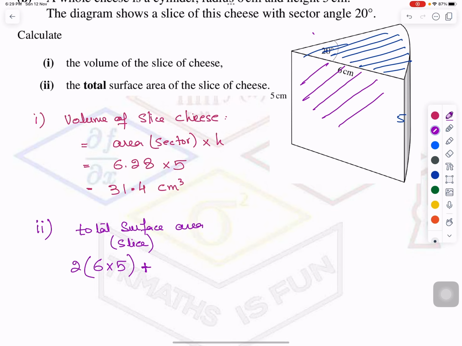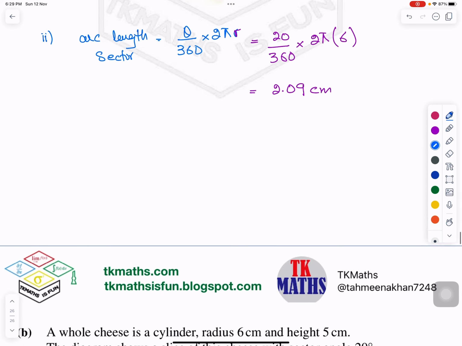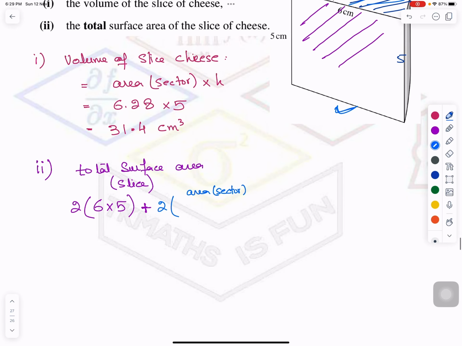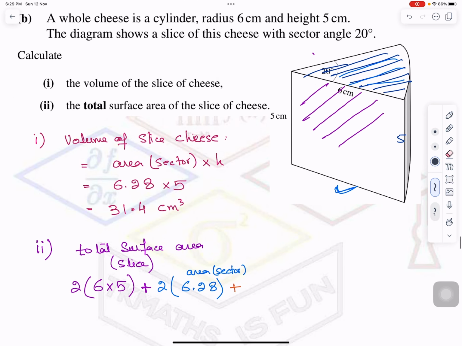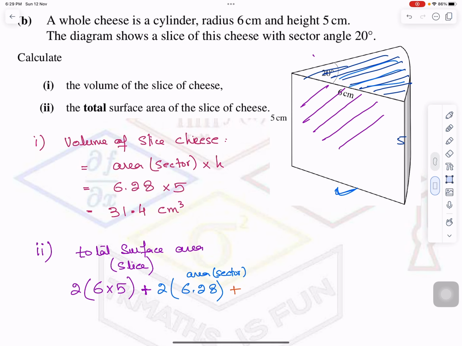Plus this blue area, which is the area of a sector, is in the bottom also, which is hidden. So you can say 2 times area of a sector, which was 6.28. So 2 times 6.28. After that you will add this side area, which is shaded here. Now here you need to understand one thing.